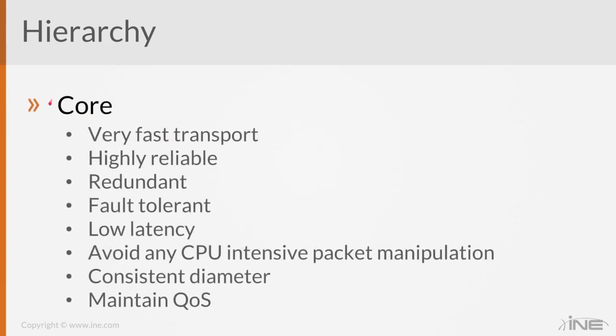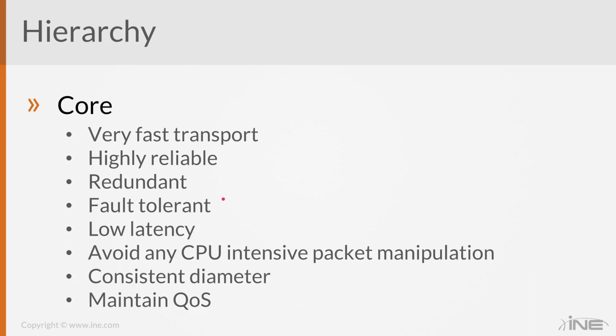So what about the core? Well, the core, like I said, should have very fast transport, should be highly reliable. When we looked at the previous slide, we said that there are a lot of devices connected to the core. Now, if your core goes down, you might as well say that you lost most of your traffic. So it has to be highly reliable. It has to be redundant, so you need more than one device. You don't want your single point of failure to be your core.